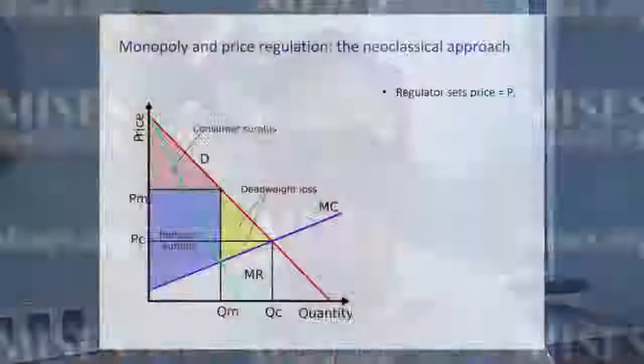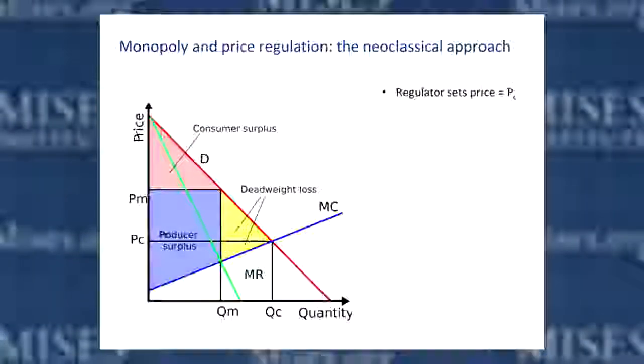In reality, they typically don't require the monopolist to price at something like PC. They choose something lower than PM, but greater than PC. And the exact price that they charge depends on the political power of the electric company or the gas company or the water company compared to the voting power of consumers.